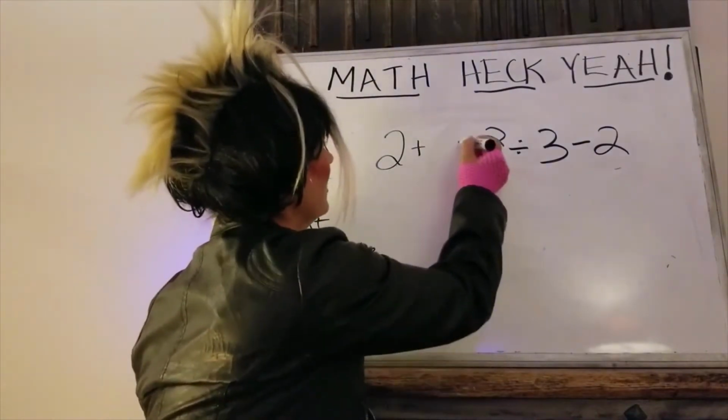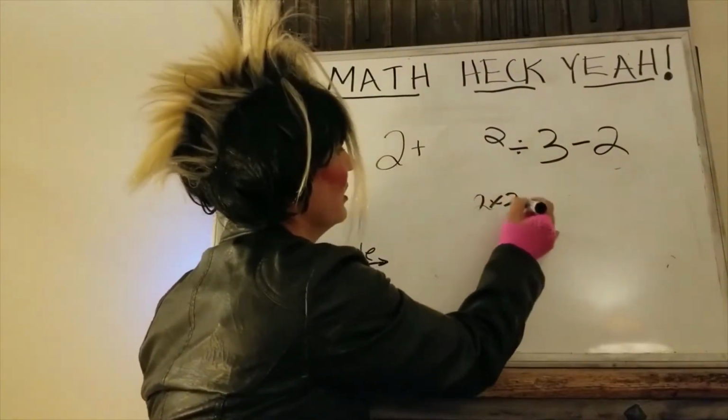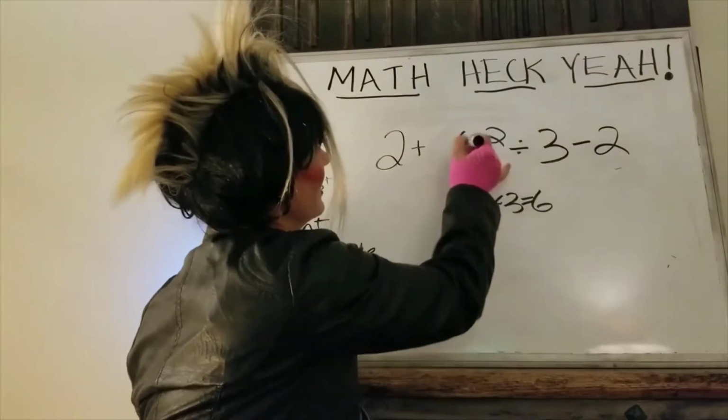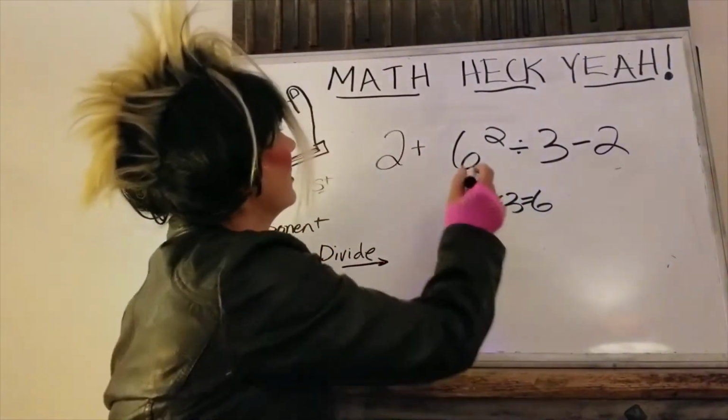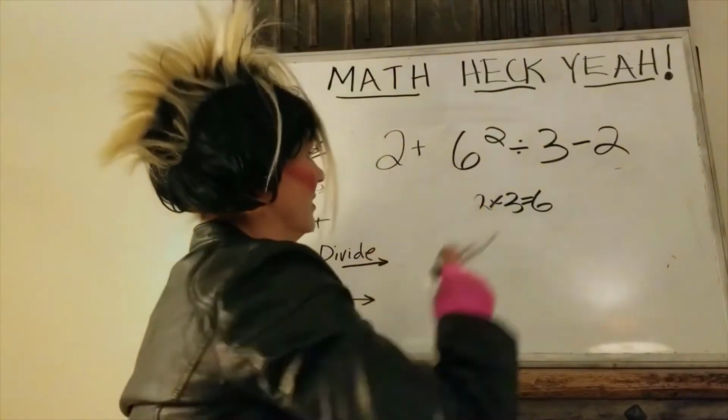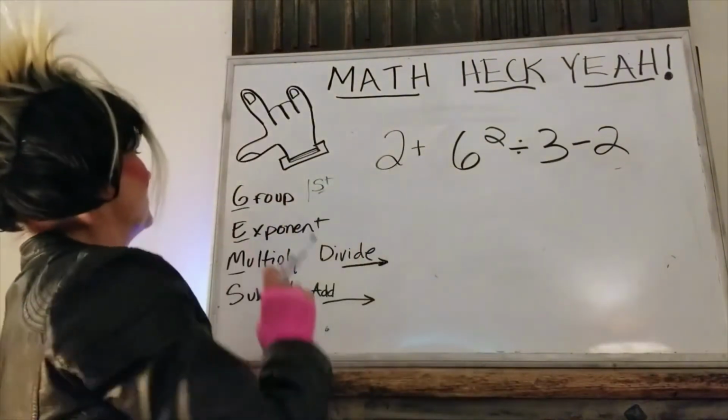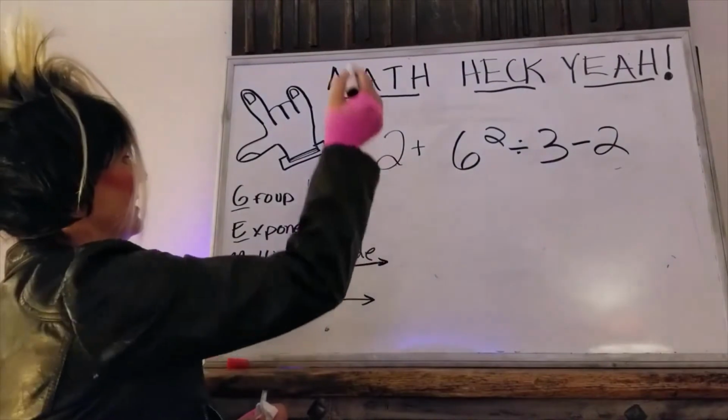So we had 2 times 3 equals 6, and we put the 6 here. I hope you did that in your last question. Now, that was our grouping. That was the G for G.E.M.S. We got that one done.